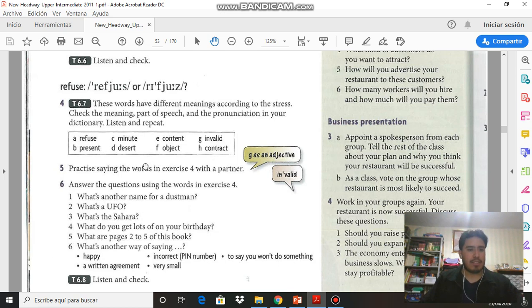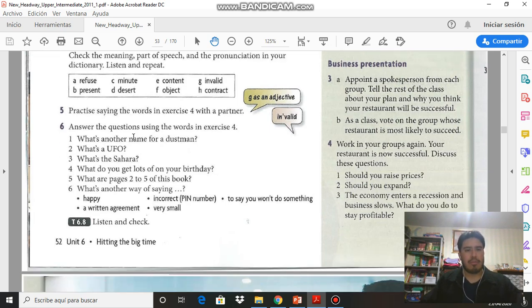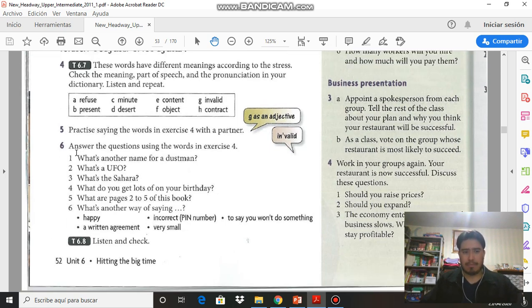We're going to practice saying the words in exercise 4 in Skype as well. And okay, using this vocabulary that we just checked at the point number 4, which you can take around 5 minutes to look for the definitions in your dictionaries, we can go to activity number 6 then, where you need to answer the questions using the words in exercise 4.